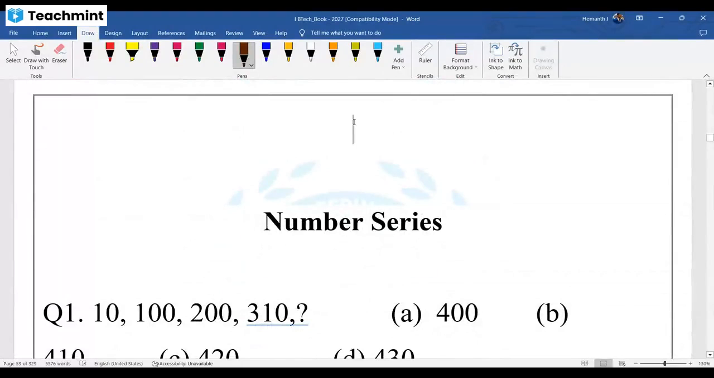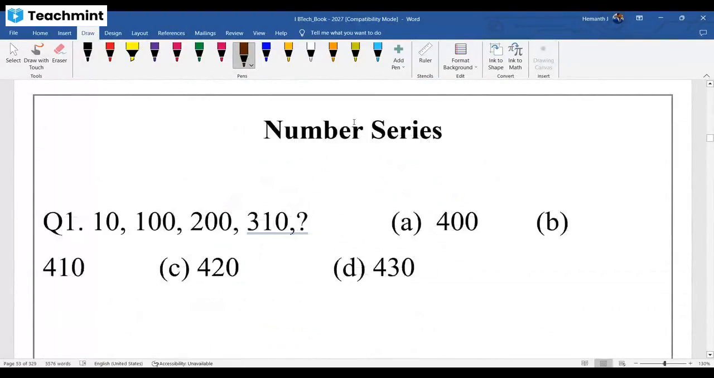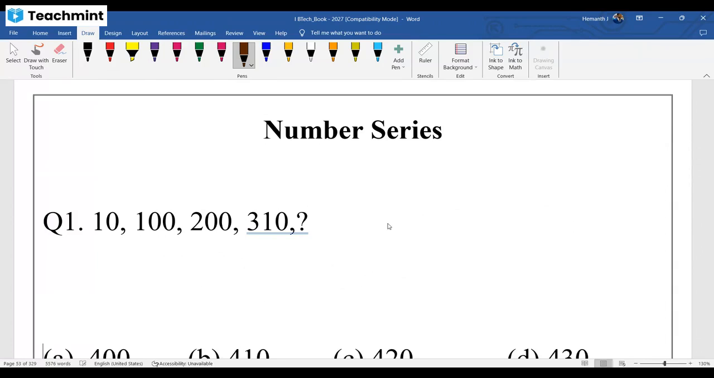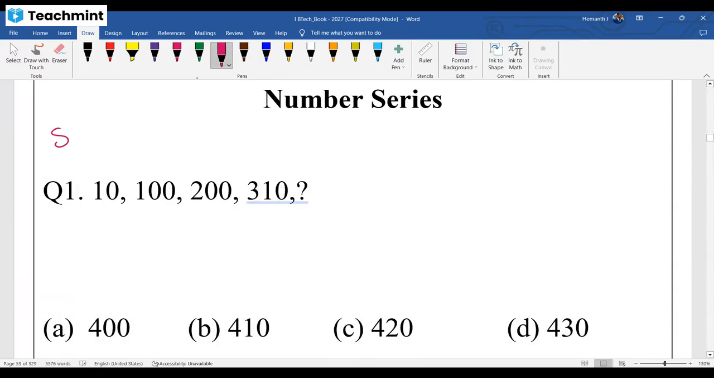Now, number series, first question. This is slow increasing. Please note that. Sir, slow increasing, how? 10 is still 310 only after 3-4 steps. If 10 becomes 10,000 or 1 lakh, it is fast increasing. Slow increasing means they are adding something: 90, 100, 110.